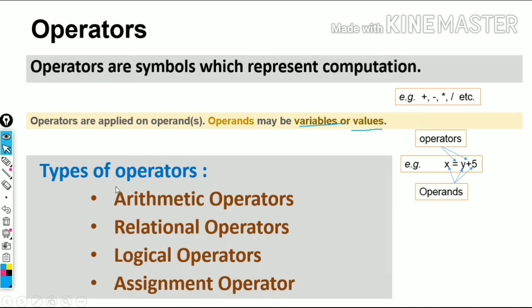Now let us see the types of operators in Python: arithmetic operators, relational operators, logical operators and assignment operators. Now we will explain each of these.